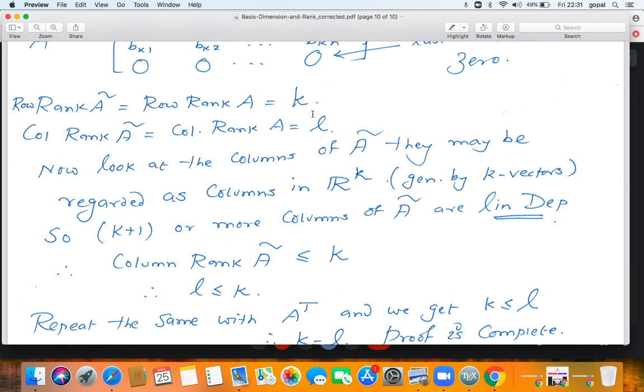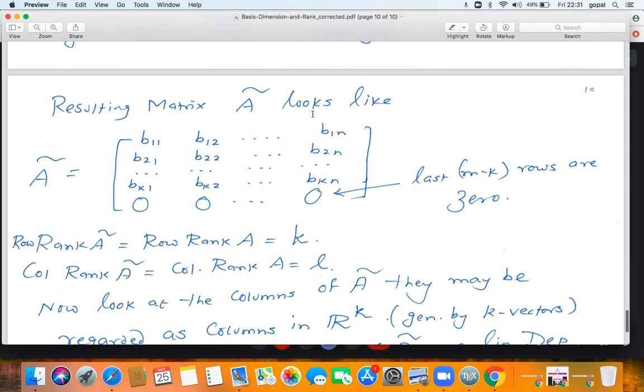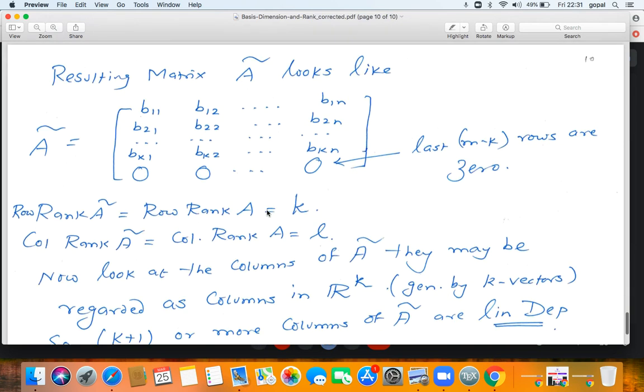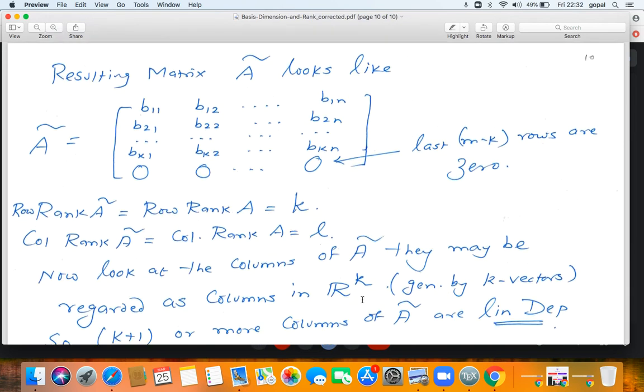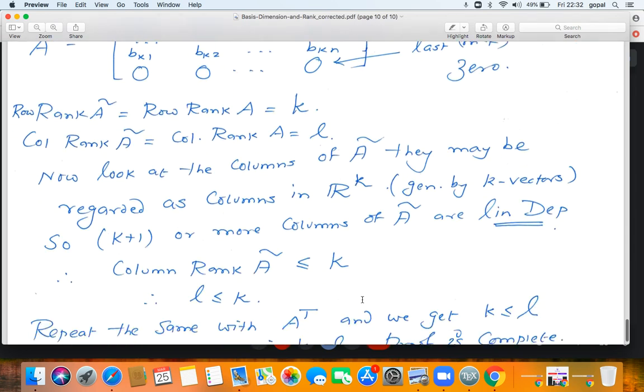And so applying this inequality to the transpose of the matrix, we get the other inequality, K less than or equal to L, and the proof is complete. Again, I want you to realize that we have used the fundamental lemma over here, that in R^k, which is a vector space generated by k vectors, k plus 1 or more vectors will be linearly dependent. The fundamental lemma, now we are beginning to understand how important the fundamental lemma is. So it is really fundamental.